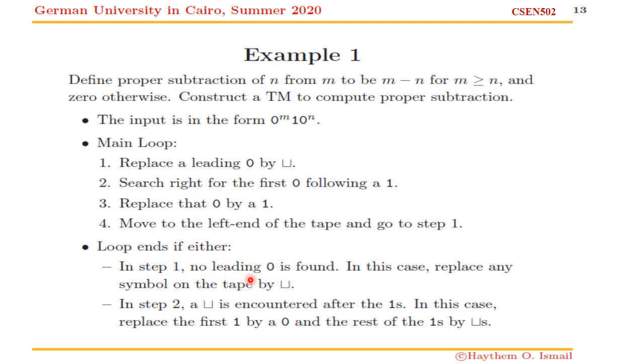So this is one way to end. Or, if in step 2, when you're searching right for the first 0 following a 1, and this happens when you replace a leading 0, a 0 from M that is, by a blank, you encounter a blank after the ones, which means that you were already done with all the zeros in N. Now, in that case, like we saw in the first example, you replace the first 1 by a 0. So you go back until you find the first 1, replace it by a 0, and replace the rest of the ones by blanks. Okay?